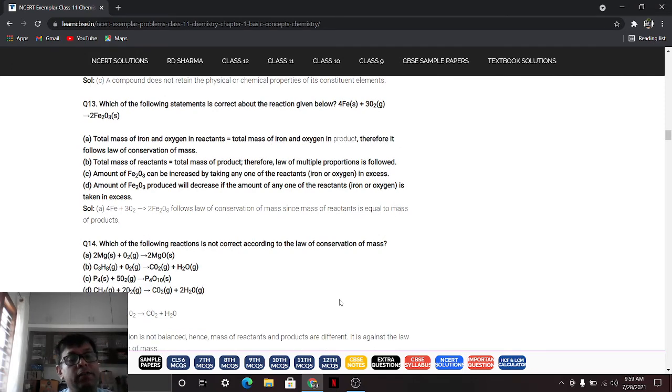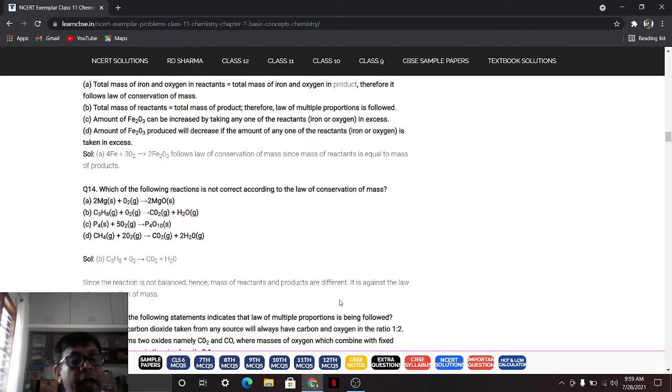Which of the following reactions is not correct according to the law of conservation of mass? ಯಾವುದು ಕರೆಕ್ಟ್ ಅಲ್ಲ ಅಂತ ಹೇಳಿದೆ. 2Mg plus O2 gives 2MgO, ಕರೆಕ್ಟ್, 2 Mg ಇದೆ, 2 ಆಕ್ಸಿಜನ್ ರೈಟ್ ಸೈಡ್ ಅಲ್ಲಿ ಇದೆ, ಲೆಫ್ಟ್ ಸೈಡ್ ಅಲ್ಲಿ ಇದೆ. C3H8 plus O2 gives CO2 plus H2O, ಇದು ತಪ್ಪು ಯಾಕಂದ್ರೆ ಅಲ್ಲಿ 3 ಕಾರ್ಬನ್ ಆಟಮ್ ಇದೆ, ಇಲ್ಲಿ ಒಂದೇ ಒಂದಿದೆ. ತಪ್ಪಲ್ವಾ, ಹಾಗಾದ್ರೆ therefore option B. Option B is wrong since the reaction is not balanced here. Hence the mass of reactants and products are different. It is against the law of conservation of mass.